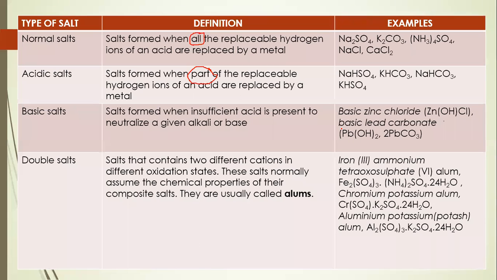Examples of this acidic salt normally have a hydrogen atom in their compound. So you have sodium hydrogen tetraoxosulfate(VI), then potassium hydrogen trioxocarbonate(IV), then sodium hydrogen trioxocarbonate(IV), then potassium hydrogen tetraoxosulfate(VI). So they all have hydrogen atoms or ions present in their compounds. These are acidic salts. When you see something like that, it's an acidic salt.